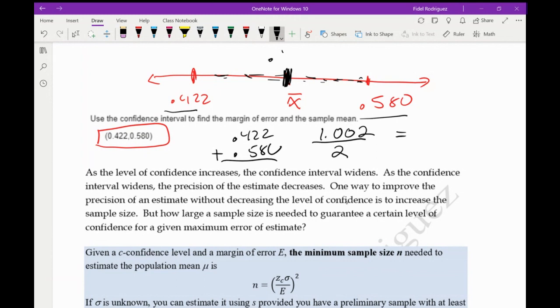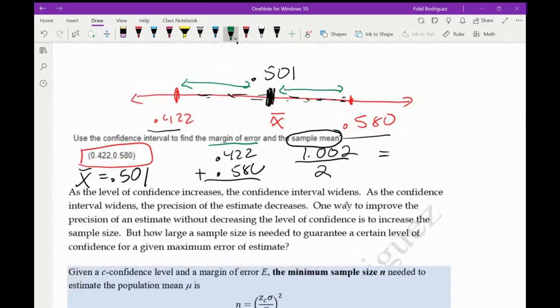So this number right here is 0.501. So we have found our sample mean to be 0.501. Now, that's this portion. Now, we still need to find our margin of error. The margin of error is the distance from here to here, or the distance from there to there. It's going to be the same number, because that X bar happened to be in the middle.